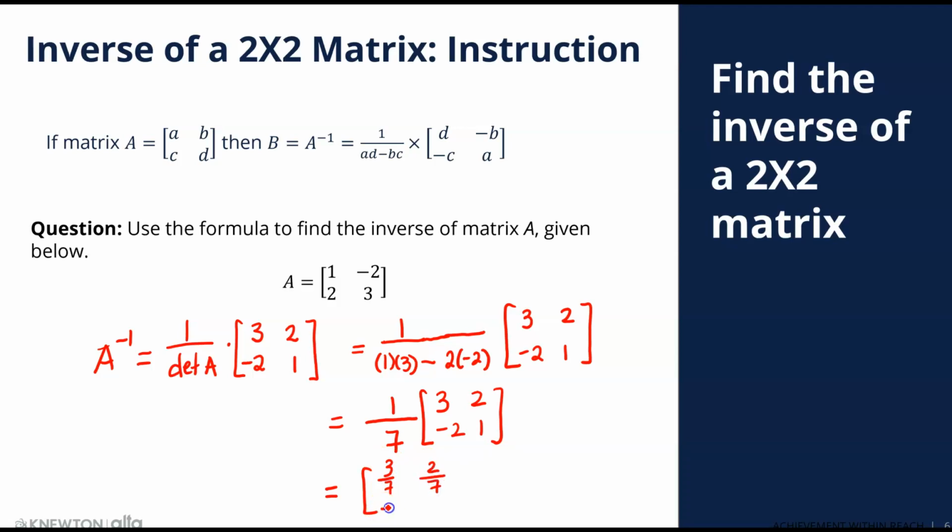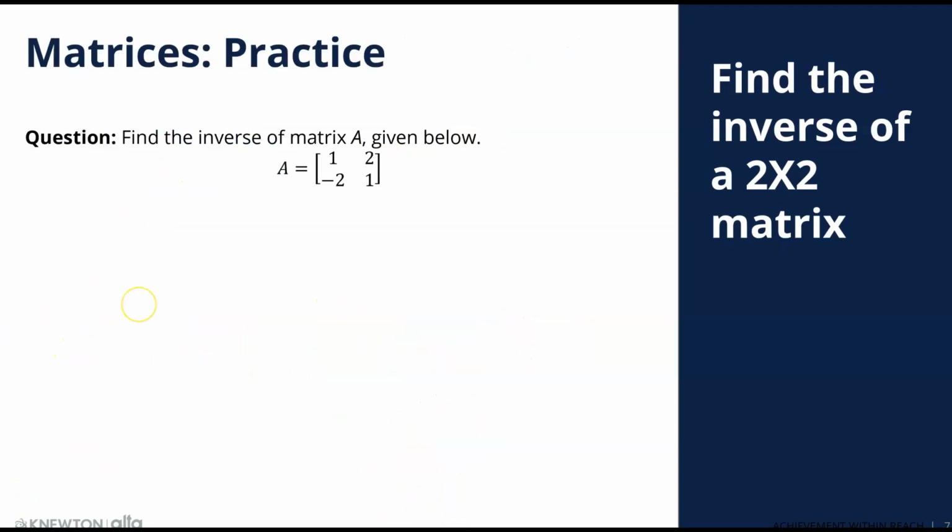And then the bottom one is negative 2 over 7 and 1 over 7. This is the inverse of the given matrix here. Let us consider another example. Find the inverse of matrix A given below.